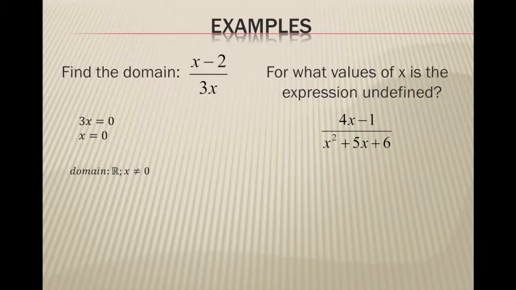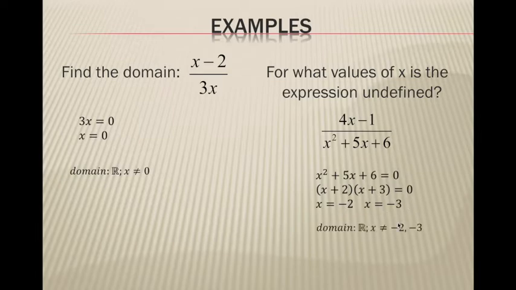For what value of x is the expression undefined? So we're going to set our denominator equal to 0. So I need to find 2 numbers that multiply together to equal 6, but add together to equal 5. So 2 and 3. And set each one of those equal to 0. So x equals negative 2 and x equals negative 3. So my domain is all real numbers except for x cannot equal negative 2 and cannot equal negative 3. So negative 2 and negative 3 are the values for x that would make this expression undefined.